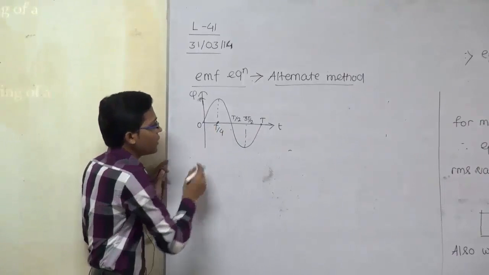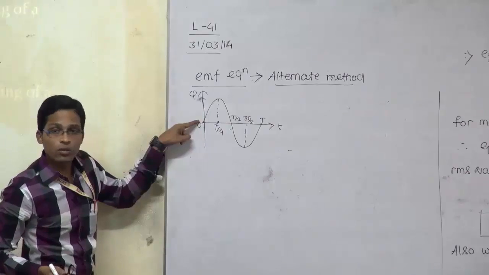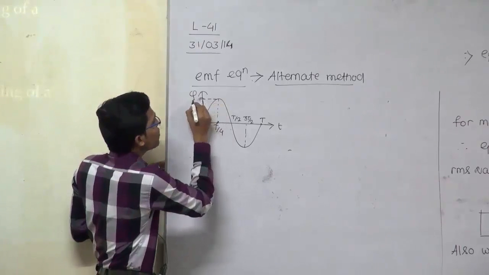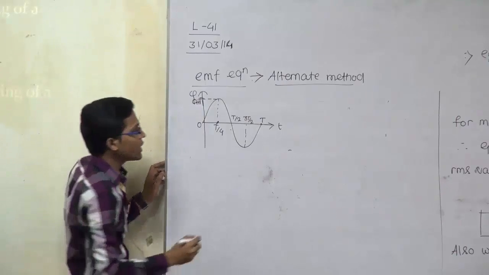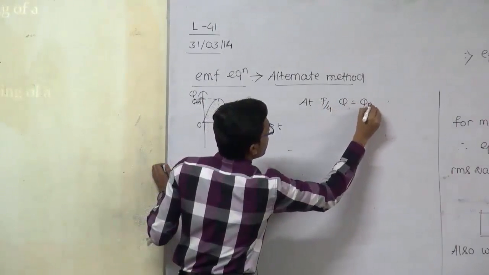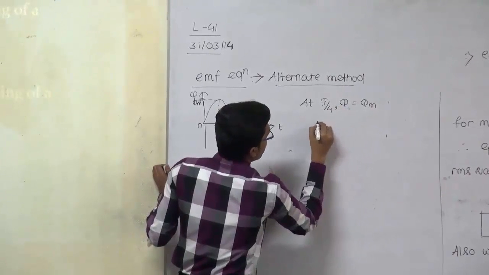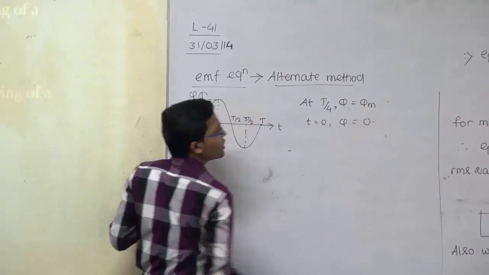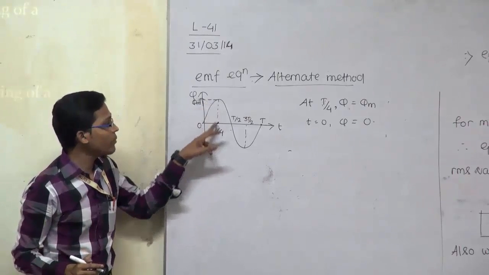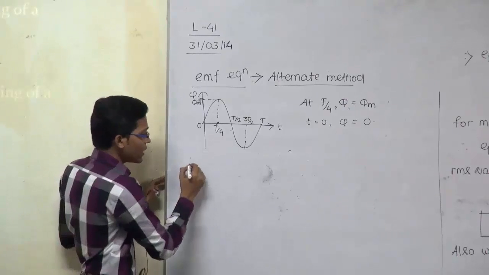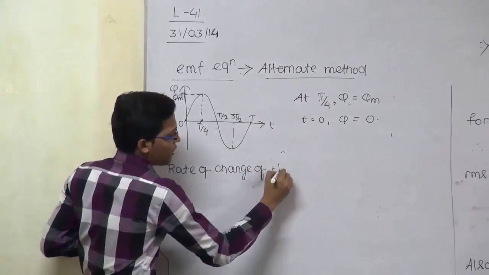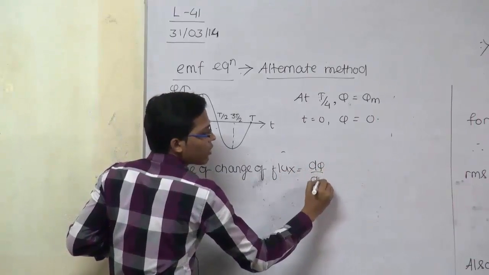Taking T/4, initially the flux was 0. At t = 0, φ = 0. And at T/4, the flux increases to φm, the maximum flux. So at T/4, φ = φm, and at t = 0, φ = 0. The flux takes some time to increase from 0 to φm, in T/4 seconds. So what is the rate of change of flux? As we know, the formula is dφ/dt.